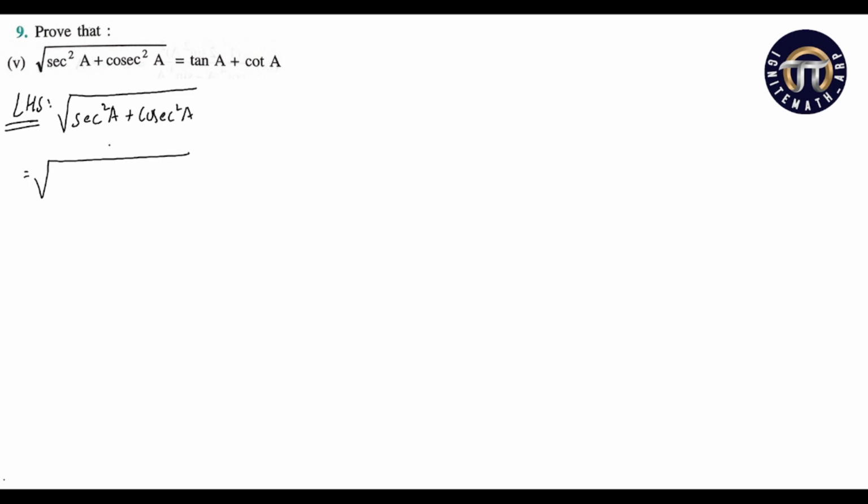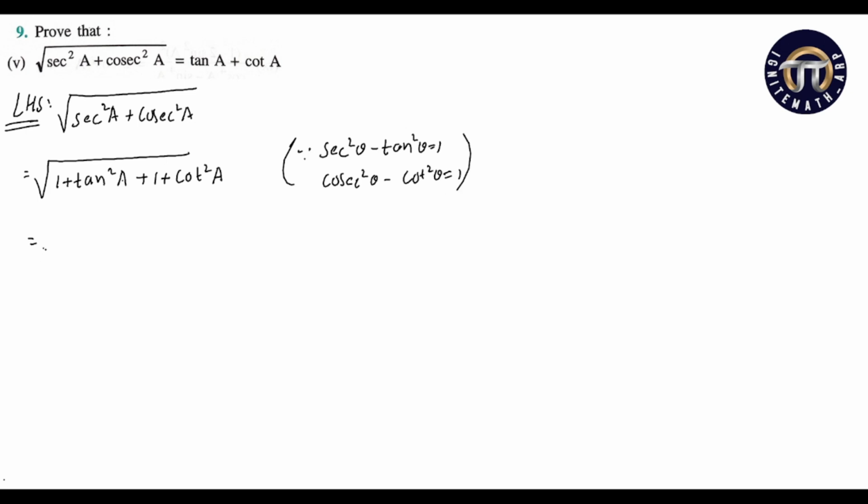So the square root of secant square a can be written as 1 plus tan square a, plus cosecant square a can be written as 1 plus cot square a. You must know the identity, that is secant square theta minus tan square theta is equal to 1, and cosecant square theta minus cot square theta is equal to 1. So now I can write this one as, look at this carefully.